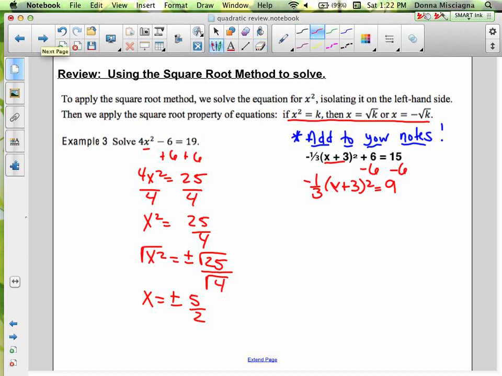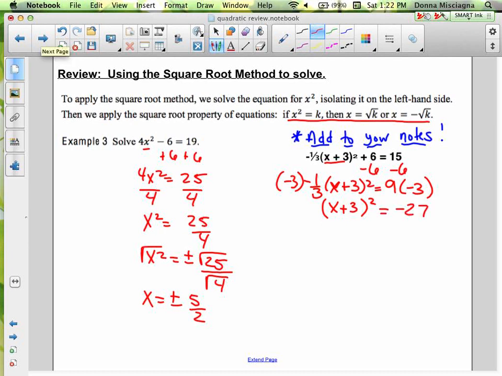What you have to do is multiply by the reciprocal of 1/3. If I want to divide by 1/3, that's the same as multiplying by the reciprocal, which would be 3. So I'm going to multiply both sides by negative 3. You want that negative 1/3 to cancel. The other side's going to get bigger if you've got a fraction that's less than 1. That cancels out the negative 1/3, so now I have x plus 3 squared is equal to negative 27.